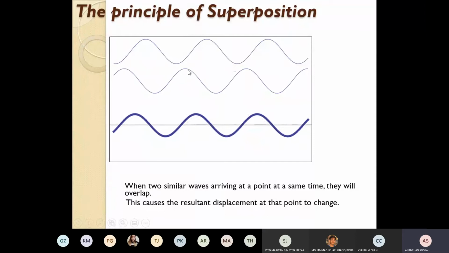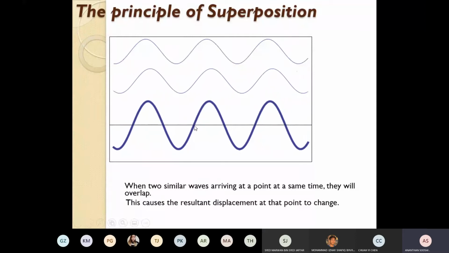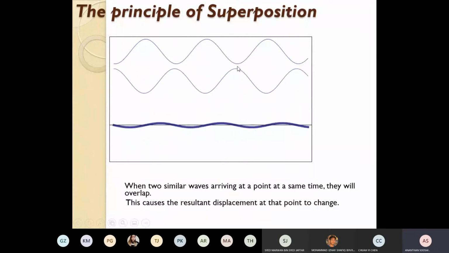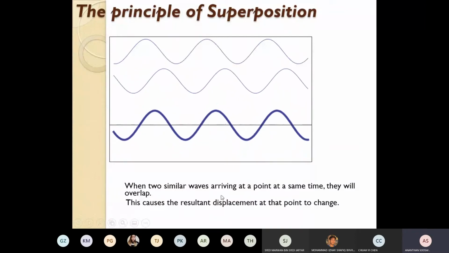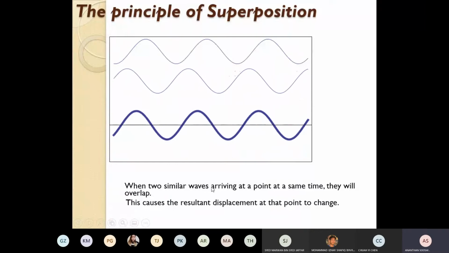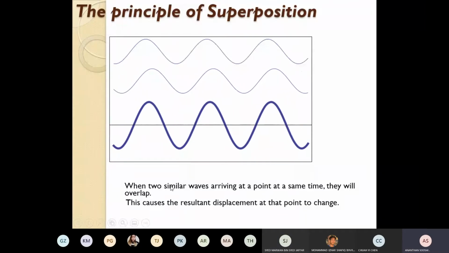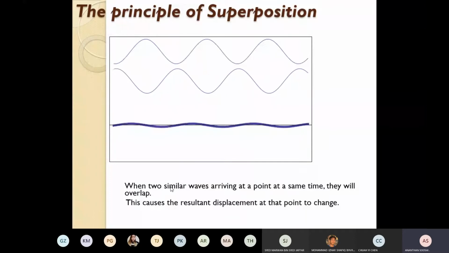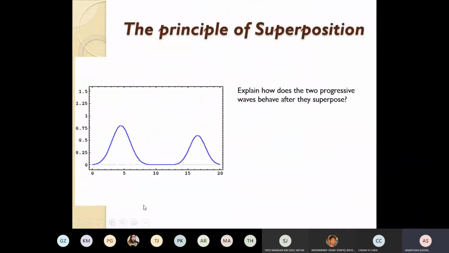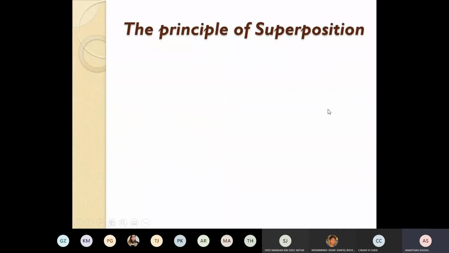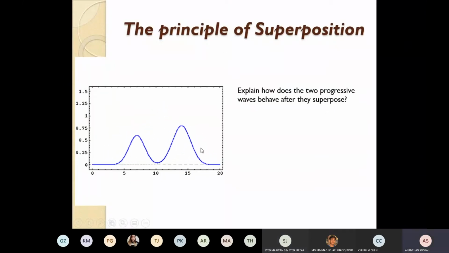You see, when crest and crest meet up, the resultant amplitude is going to increase. When crest and trough meet up, the resultant becomes zero. So when two similar waves arrive at the same time, they have to be similar waves. A light wave and a water wave can't interfere. Both waves must be the same type, and they will overlap. The principle of superposition says that when two similar waves of the same type meet at the same point, superposition happens.